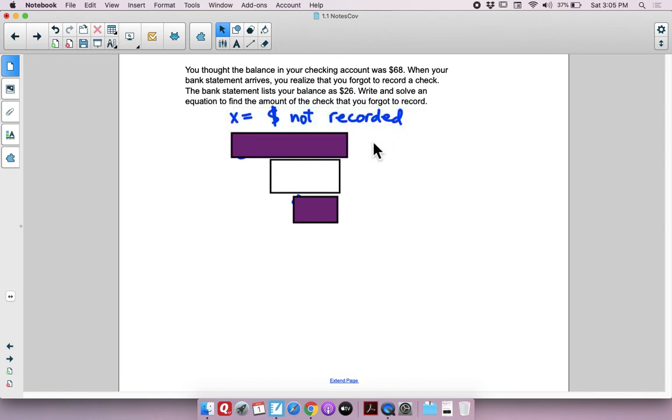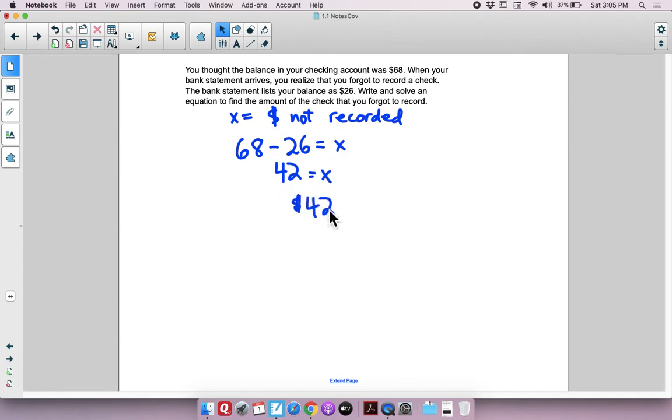Okay, so I said X is the dollar amount not recorded. So obviously, I would go one way, 68 minus 26 equals X, or I could have done 68 minus X equals positive 26. Either way, you end up getting 42, and that is your answer.